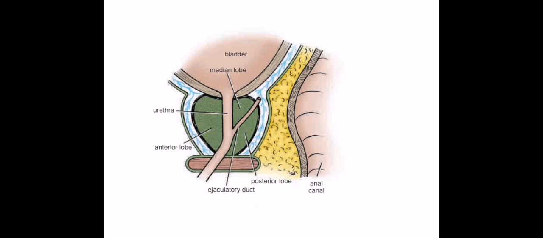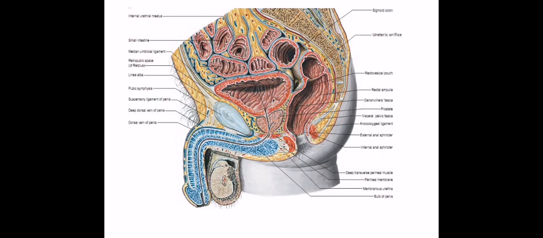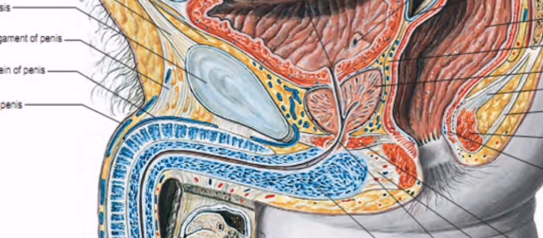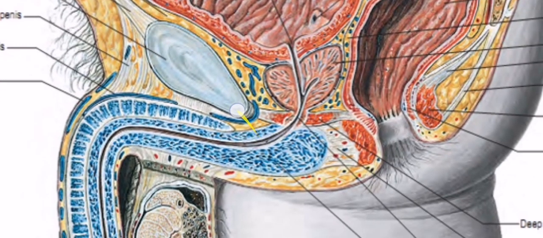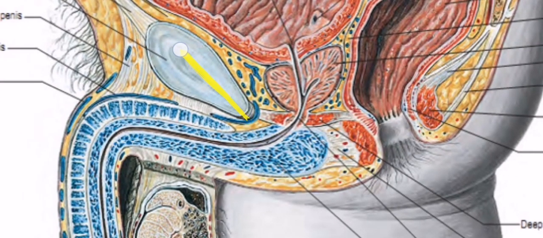Anteriorly, the prostate is related to the symphysis pubis. The prostate is separated from it by fat, by the dorsal venous complex or Santorini plexus, and loosely attached adipose tissue in the retropubic space.